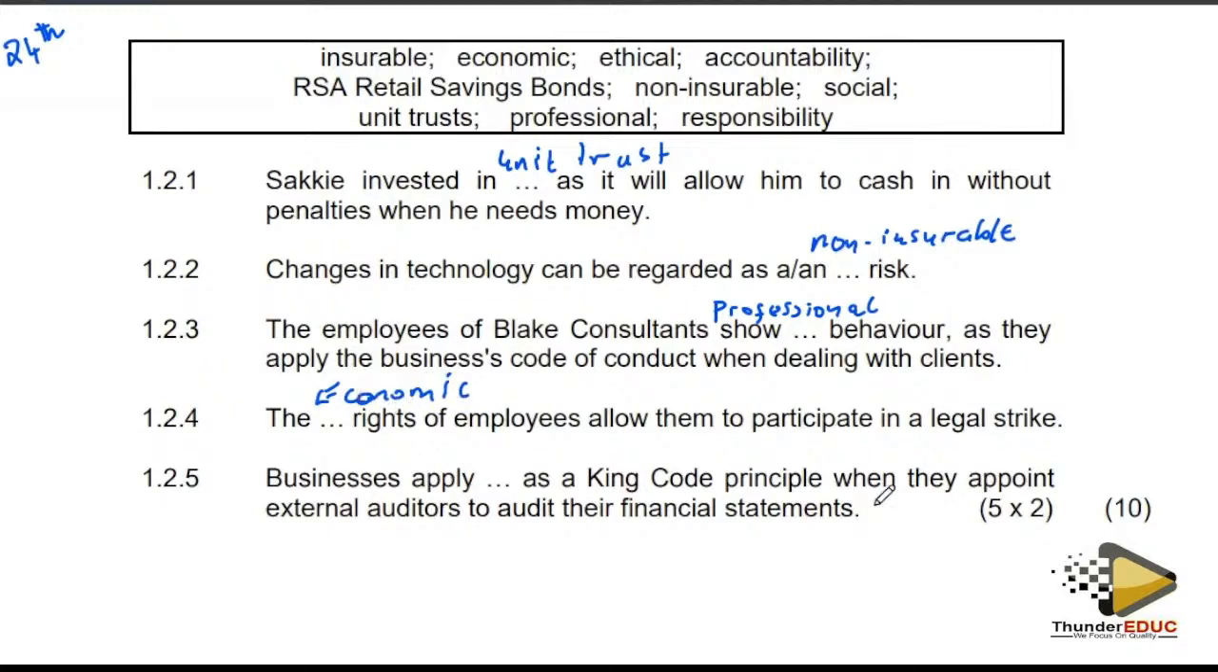Okay, right. So now moving on to the next question, we have 1.2.5. Businesses apply dash as a King Code principle when they appoint external auditors for their financial statements. So in this regard, the principle of King Code here that they are addressing is accountability.